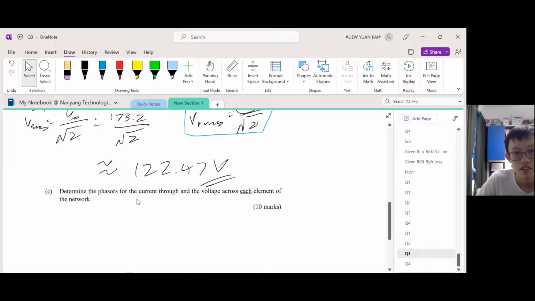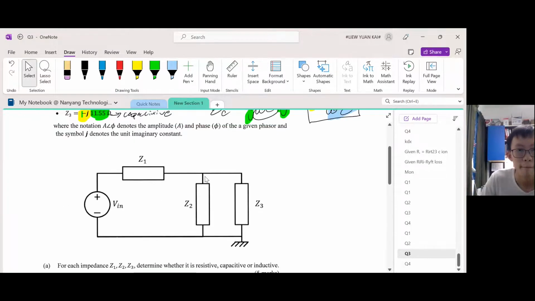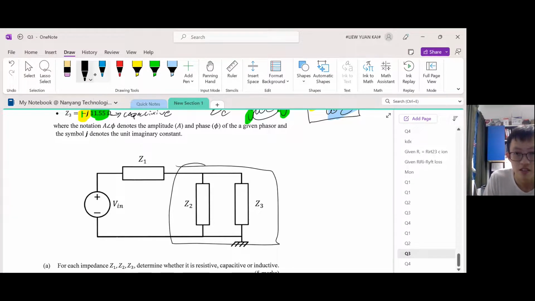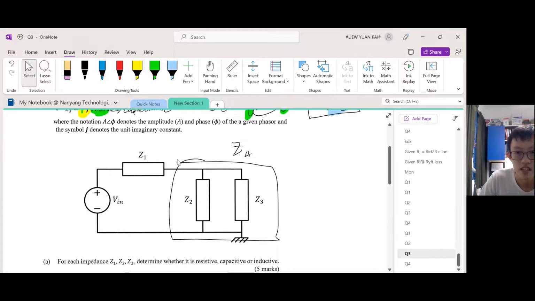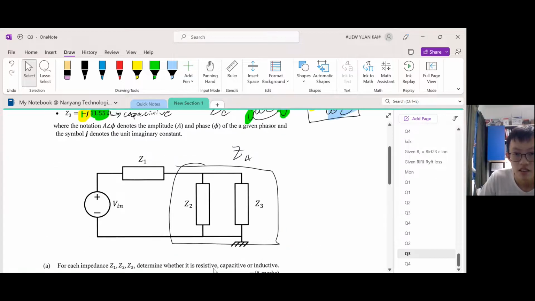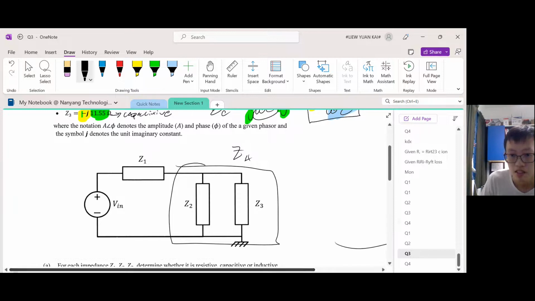Determine the phasor of the current and the voltage across each element. So we know that Z2 and Z3 are parallel, so let's call this ZA. So let's find ZA. Let me make some space.